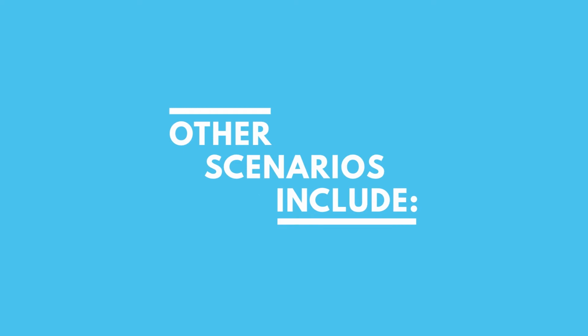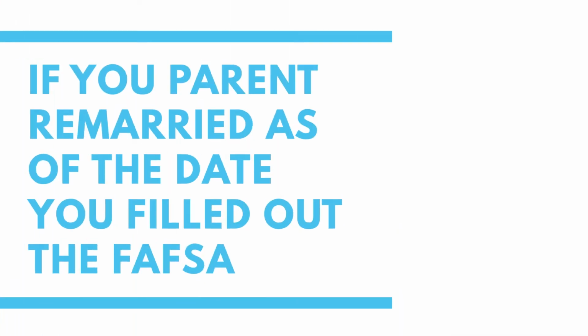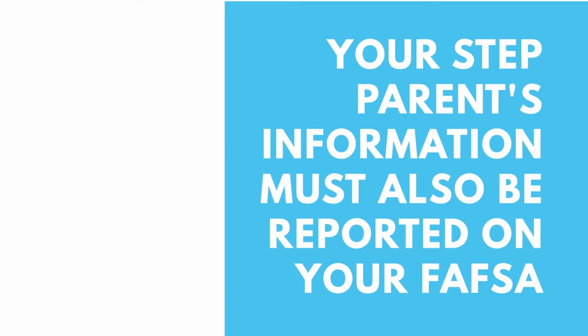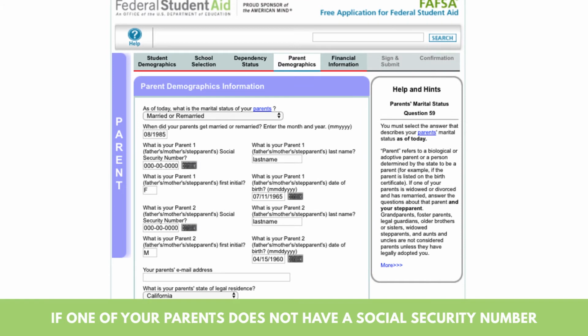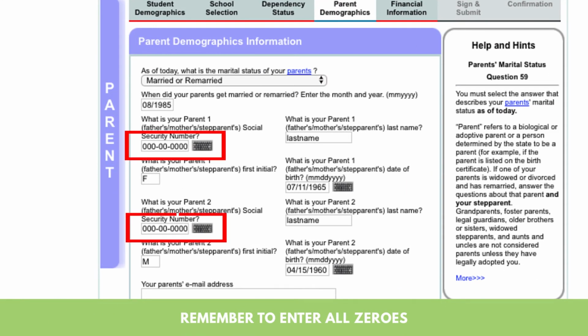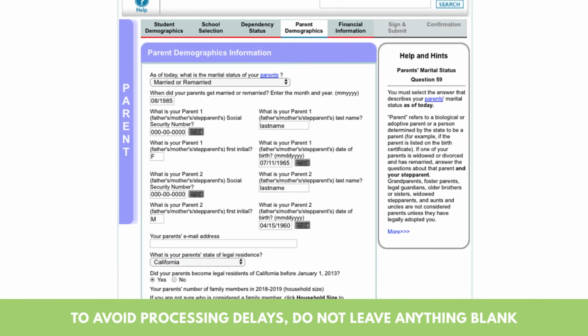Other scenarios include, if your parent remarried as of the date you fill out the FAFSA, your step-parent's information must also be reported on your FAFSA. If one of your parents does not have a Social Security number, remember to enter all zeros. To avoid processing delays, do not leave anything blank.